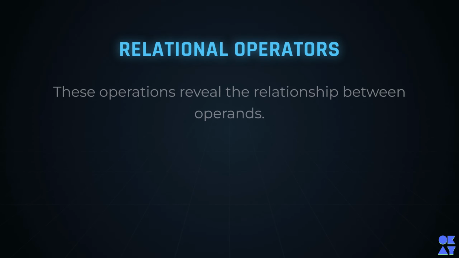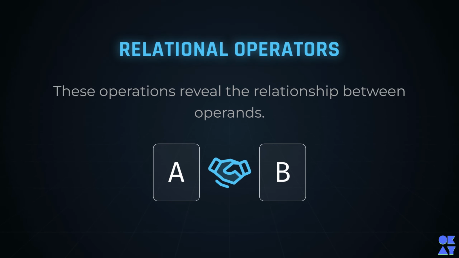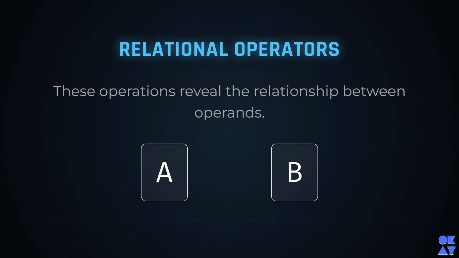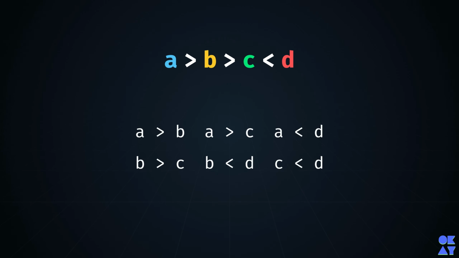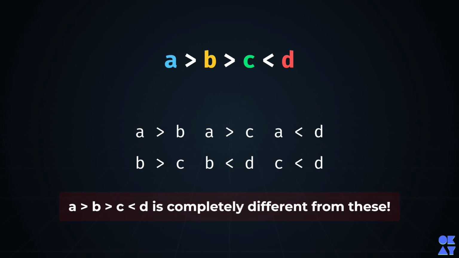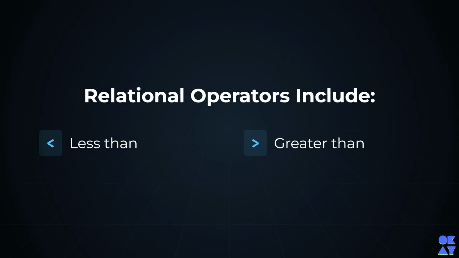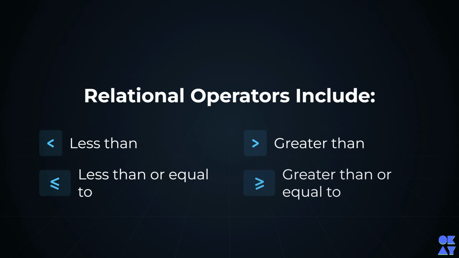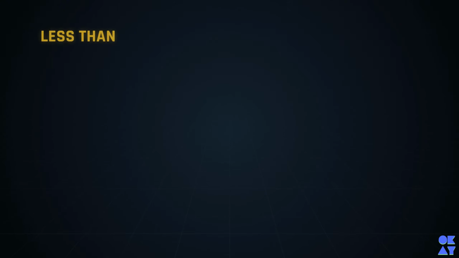Relational operators. The name itself suggests that these operations reveal the relationship between operands. These can also work with multiple operands, but working with multiple operands is not advisable as it increases complexity and reduces code readability. It is advisable to work on only 2 operands at a time. Later, we will also discuss how to work with multiple operands. Relational operators include less than or equal to, greater than or equal to, less than.